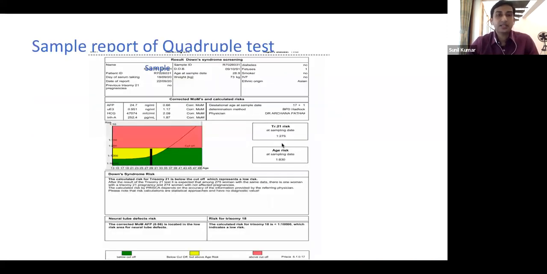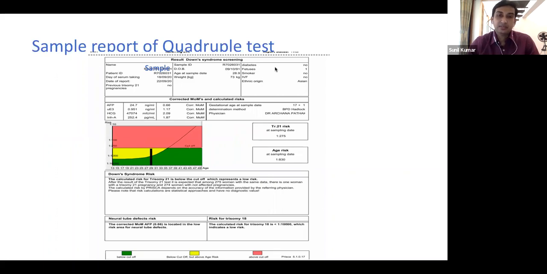Let us see a real-time sample report of a quadruple test. So this is how a quadruple test report will come. It has the patient demographics like name, patient ID, date of serum taking, then whether there is any previous trisomy 21, then height, then other maternal factors like diabetes, number of fetuses, whether there is smoking history or not, IVF pregnancy, and ethnic origin. All these are background maternal risk factors.